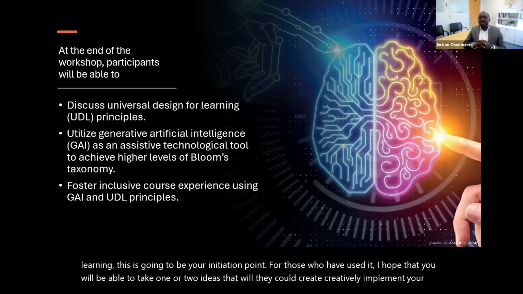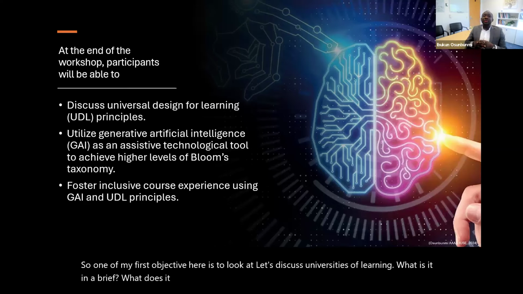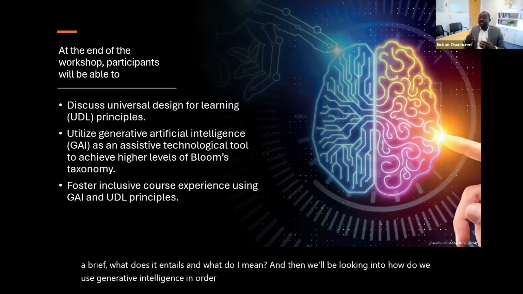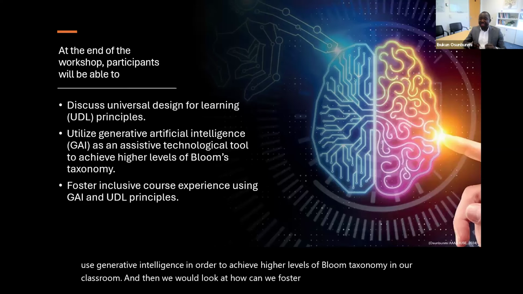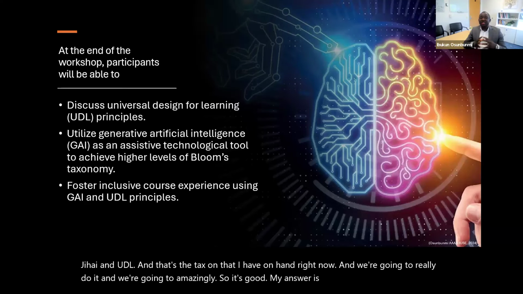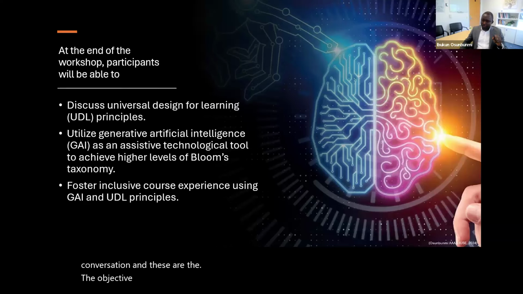So one of my first objectives here is to discuss universal design for learning. What is it in brief? What does it entail and what do I mean? And then we'll be looking into how we use generative artificial intelligence in order to achieve higher levels of Bloom's taxonomy in our classroom. And then we would look at how we can foster an inclusive course experience using GenAI and UDL. And that's the agenda that I have on hand right now. And we're going to really do it, and we're going to do it amazingly. It's going to be hands-on, with back and forth conversation. And these are the objectives for today's workshop.